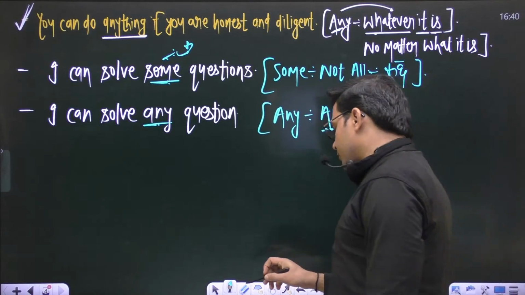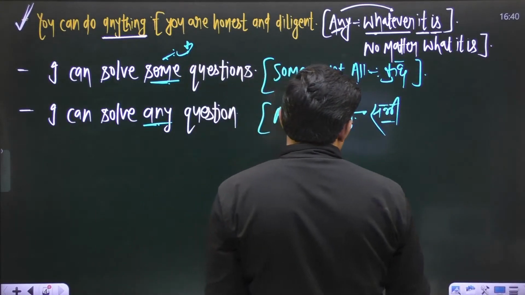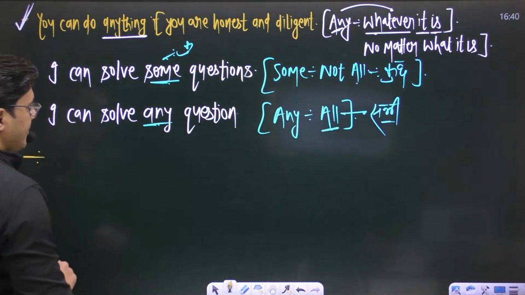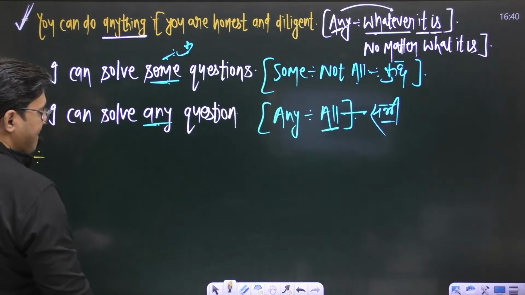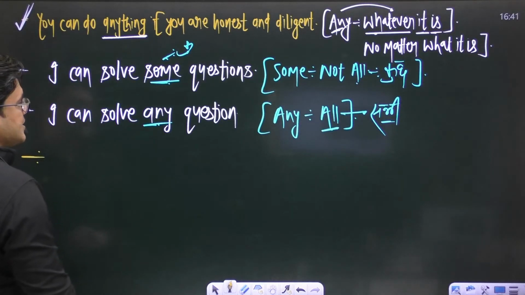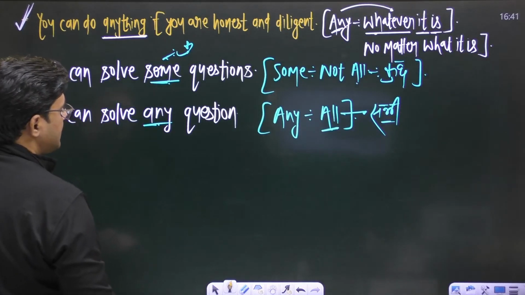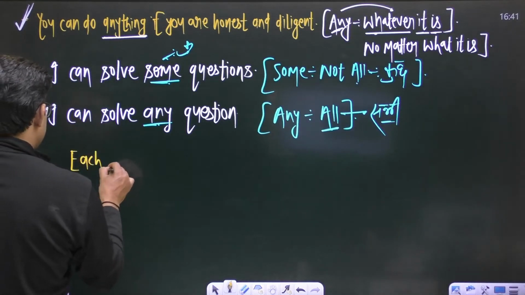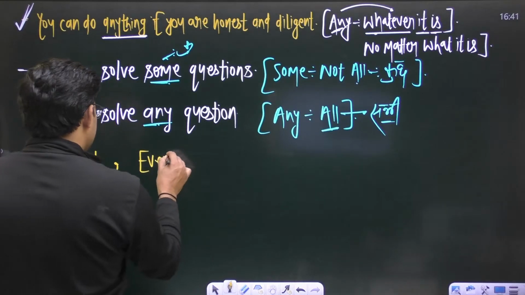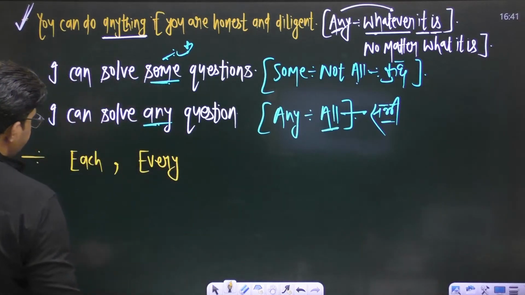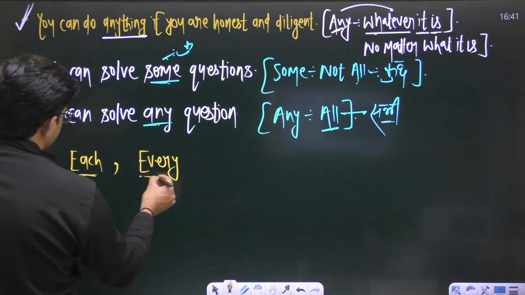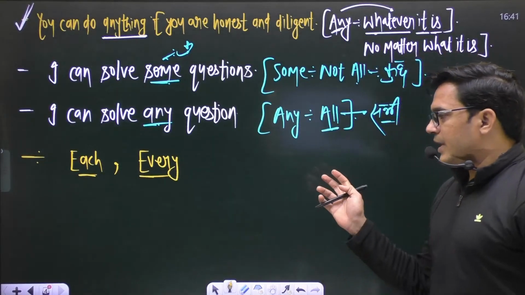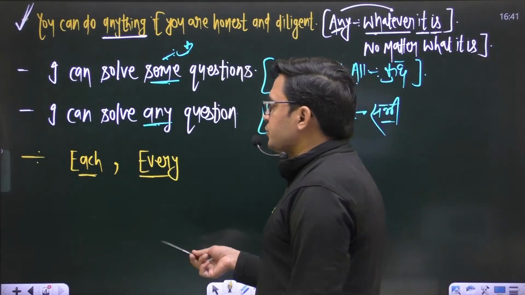Okay, so now let us move to the next determiner. This determiner is each and every. Let us differentiate both the words. Let us know where you can use each and every.